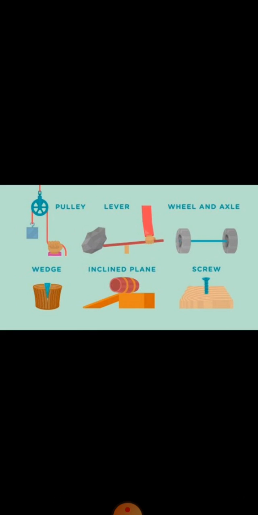Wedge, which is used to split wood or any other thing, and inclined plane, which is a slanting surface, and it helps to roll the loads easily. Clear? And screw helps to join two surfaces.